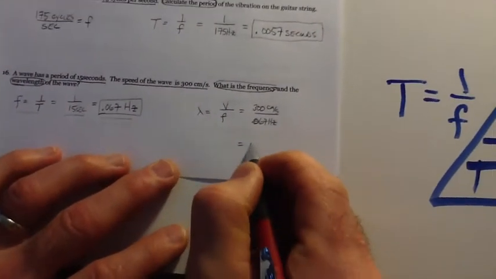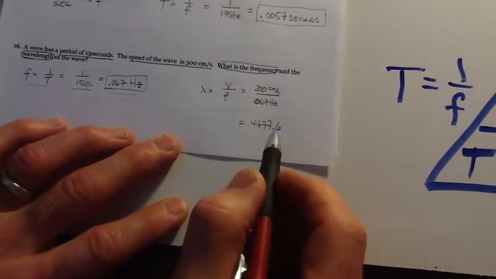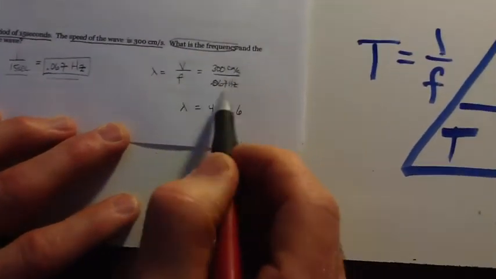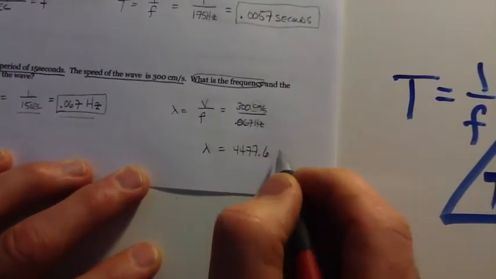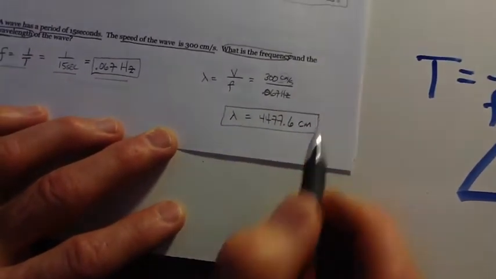So the answer to this question would be 300 divided by 0.067. And with that, we get 4,477.6. The question is, what is the unit? It's wavelength. So what length is in our problem? Centimeters. So the answer is 4,477 centimeters.